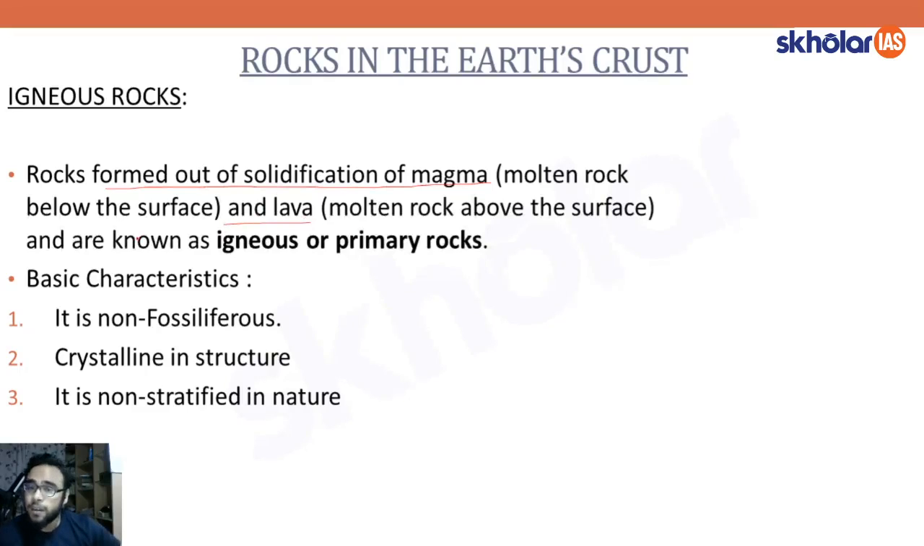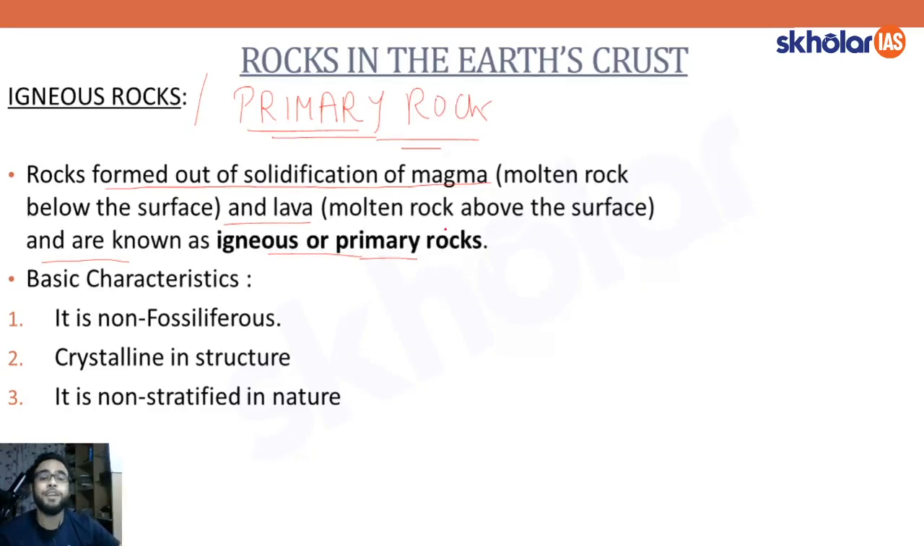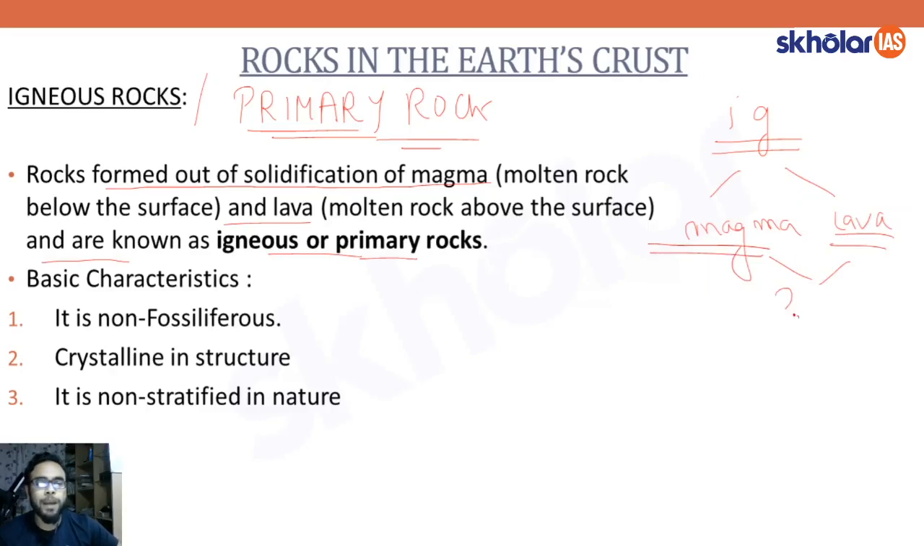Fine. And they are known as igneous or primary rocks. So what is the other name of igneous rock? It is also called a primary rock. Fine. Now what is the source of origin of igneous rock? The source of igneous rock is either magma or lava. Now what is the difference between magma and lava? This is very, very important to understand.